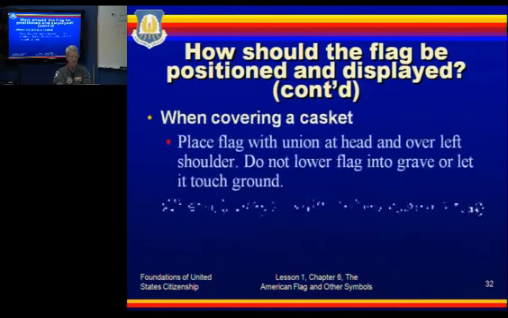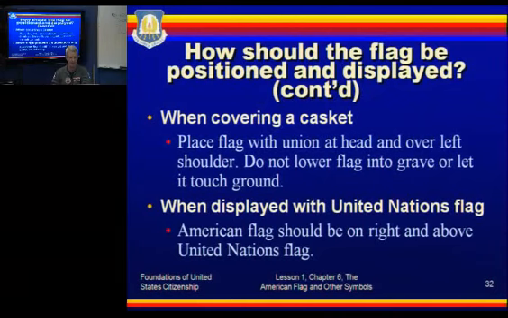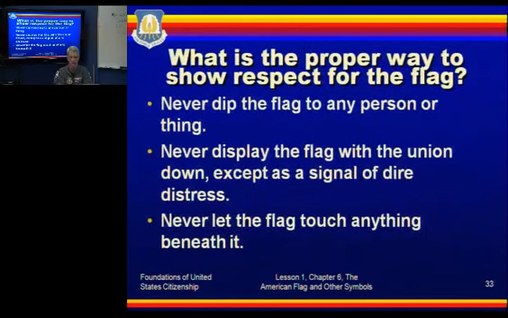All right, what about covering a casket? Why do we cover a casket with a flag? Why? Yes, sir. Is it for respect? Yeah, honor the veterans, the people, the reason the flag is there. Okay, my dad was a World War II veteran, and he had a flag that covered his casket. And it's then folded and brought up. You never dip a flag to anyone. You never let the flag touch the ground.